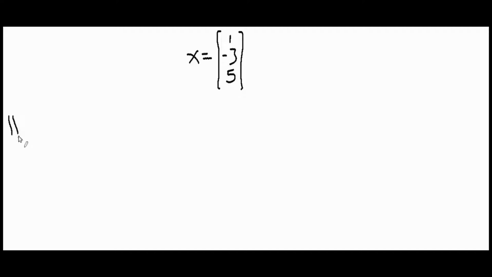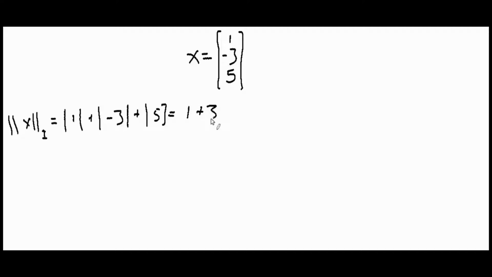We'll write that with 2 bars x, 2 bars, the subscript 1, and that is the sum of the absolute values of the components. So that's the absolute value of 1 plus the absolute value of -3 plus the absolute value of 5, which is 1 plus 3 plus 5. That's equal to 9.